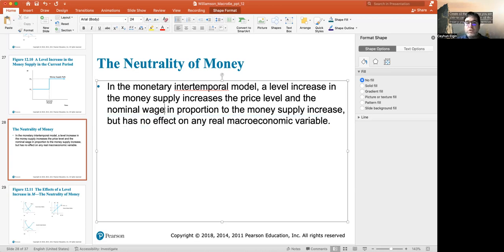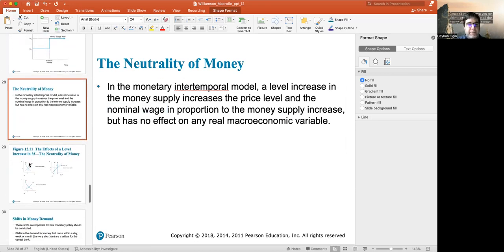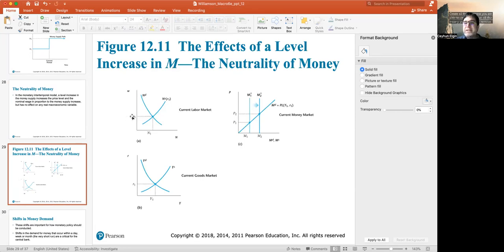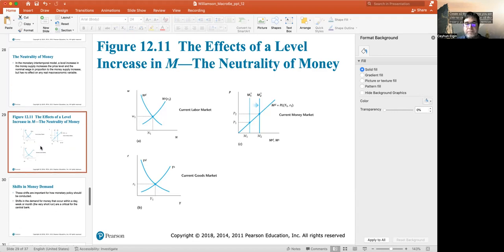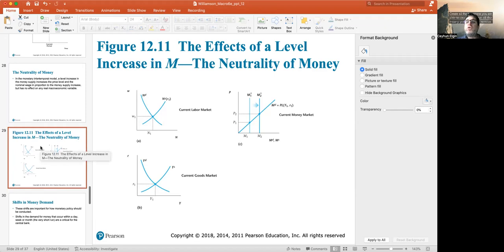And therefore, it can also increase the nominal wage. Nominal wage is, remember, real wage times price level. Real wage W doesn't change here. This W here is the real wage. It doesn't change. But since price level increases, real wage times price level, which is equal to nominal wage, can change. It goes up, actually, since price level goes up. But the real variables, real wage W, employment N, real interest rate R, real output Y, they don't change at all. Okay? This is called neutrality of money.